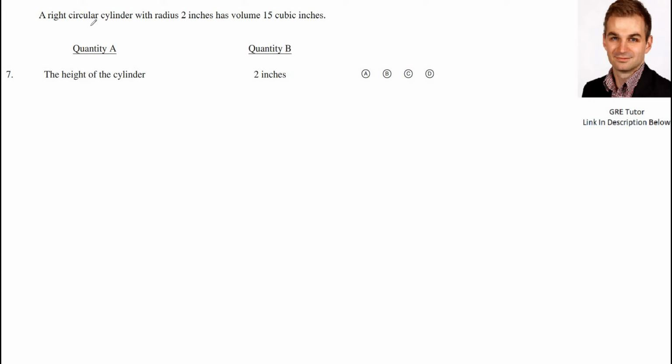Let's start by knowing that this is a right circular cylinder with radius 2 inches. So this is a cylinder of some sort, like this. Something like this. This is a cylinder, and it has a radius of 2 inches. So from the center of the bottom circle, we're talking about a 2-inch radius, just like that. It has a volume of 15 cubic inches. So volume is equal to 15.